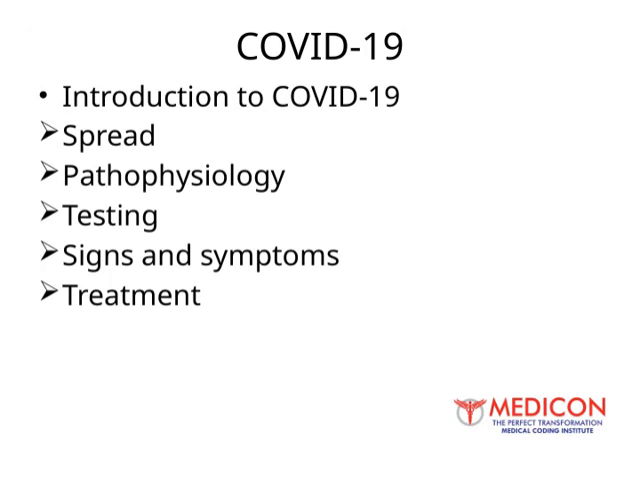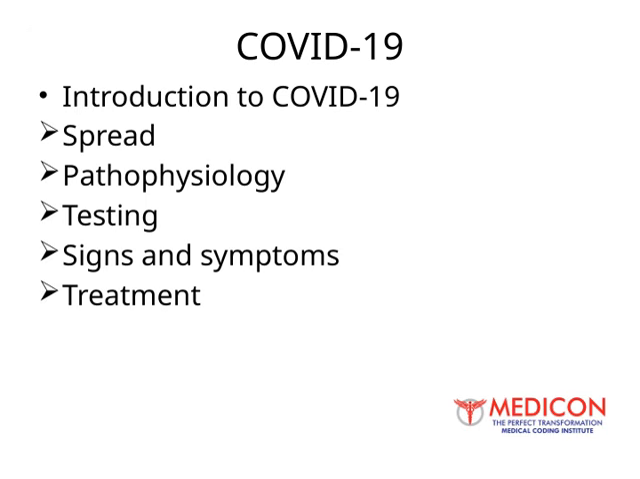Let's take a closer look at COVID-19, a disease that has significantly impacted global health. First, we'll go over its introduction, what it is and how it emerged. Then, we'll discuss how it spreads, primarily through respiratory droplets when people cough, sneeze, or talk. Understanding the spread helps us see why prevention measures are so important.